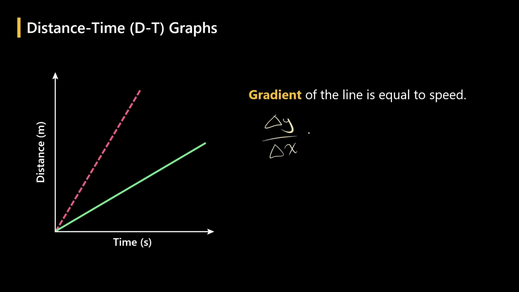Now, the reason we can say that each of these curves, these flat lines and whatnot, are an acceleration, deceleration, whatever, is because the gradient of the line is equal to speed. You can see that because the gradient would be change in y over change in x, so the distance over the time, and we know that speed is equal to distance over time.